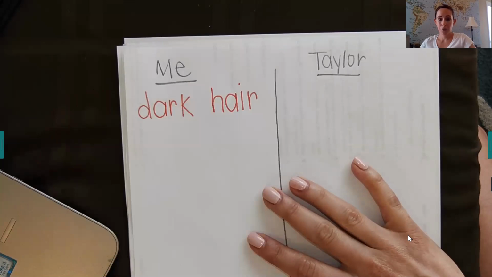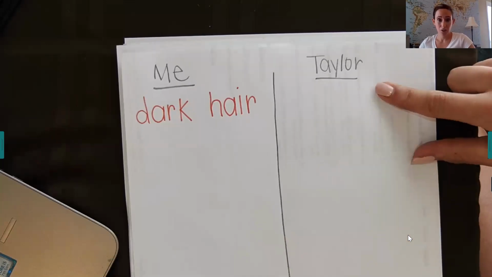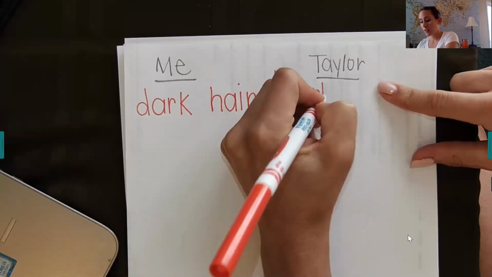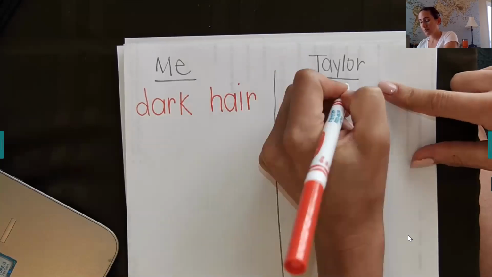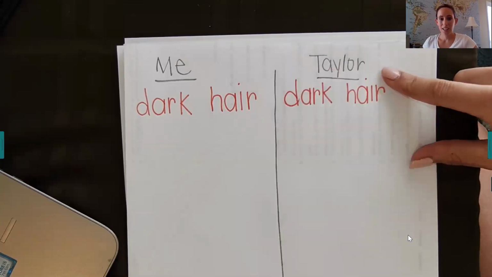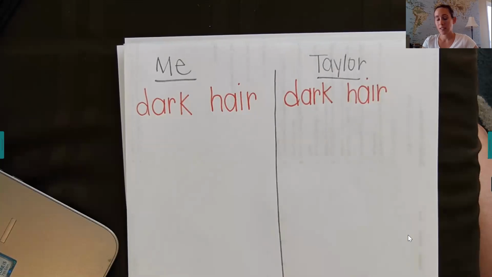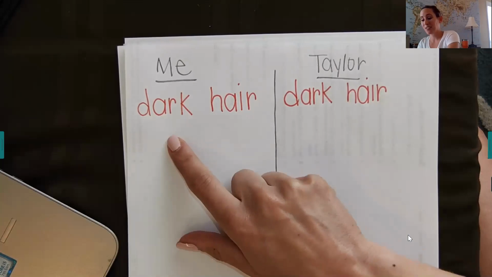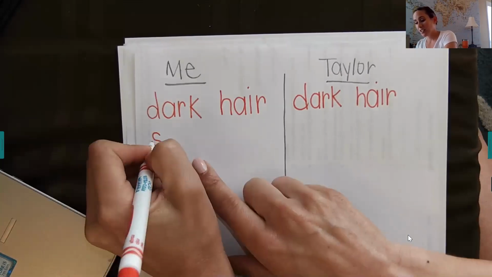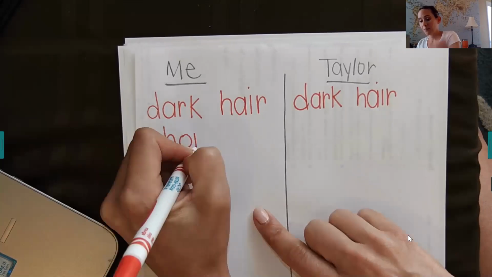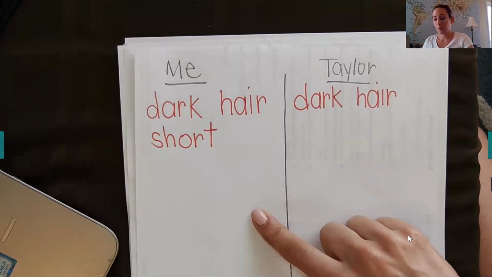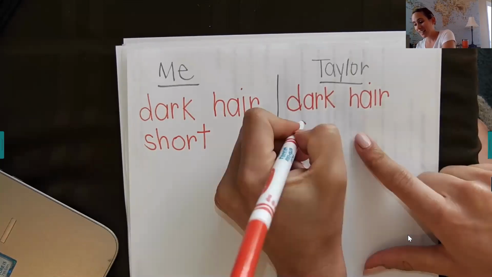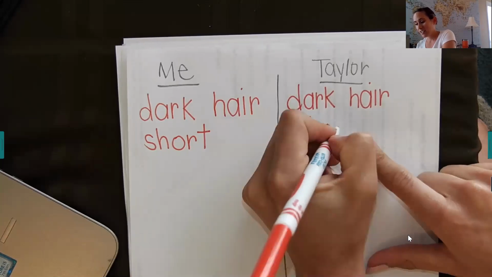And I'm going to move over to Taylor's side. Taylor also, she has dark hair too. So we're going to write the same thing, dark hair. Okay. I'm also going to write, and most of you who know me, you know that I am short. That's just how I am. So I'm going to write short. And if you've ever seen Taylor around campus, she's also short. She's petite, like me. So we're going to write the same thing. Short.